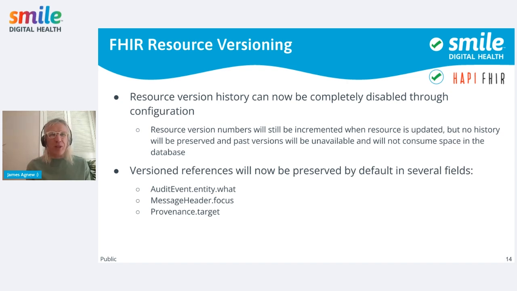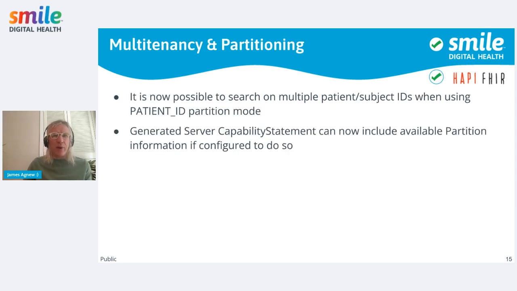And again, of course, you can always override this through configuration if your needs are different than our defaults. But by default, the three fields that are listed here will now automatically preserve the version in any references that you save your resources with.